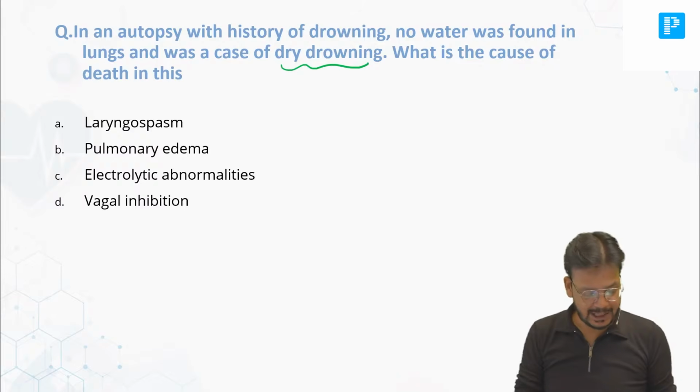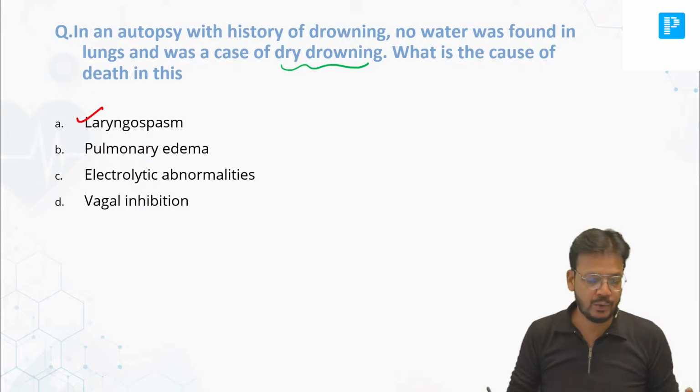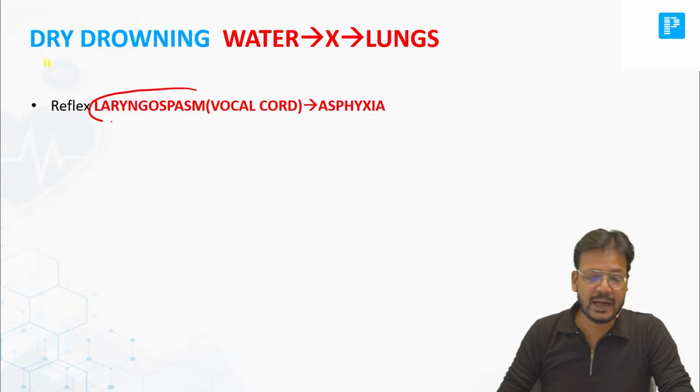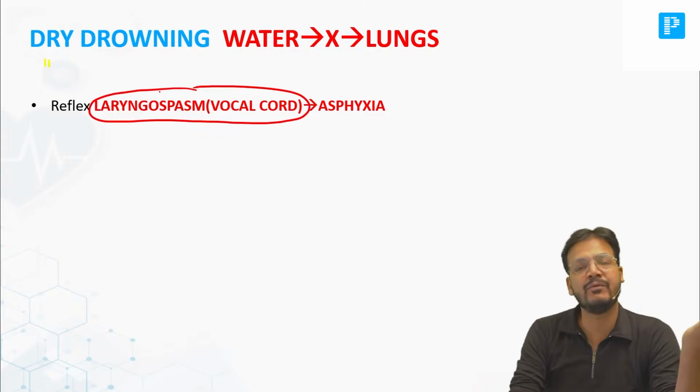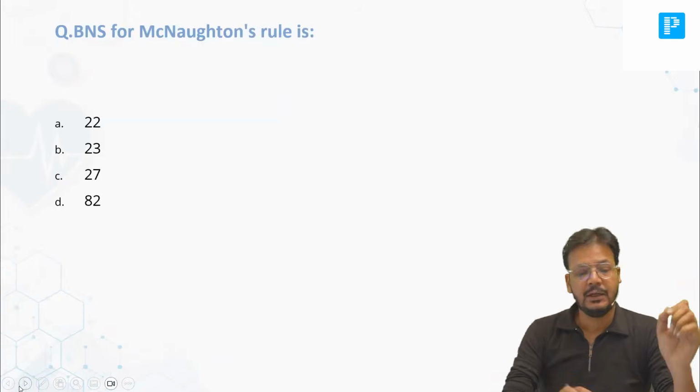Yes. Without any doubt, it is laryngospasm. Dry drowning, no water in the lung. You die due to laryngospasm. So in dry drowning, there is no water. You die due to laryngospasm caused by vocal cord spasm. This is very important and very simple also.